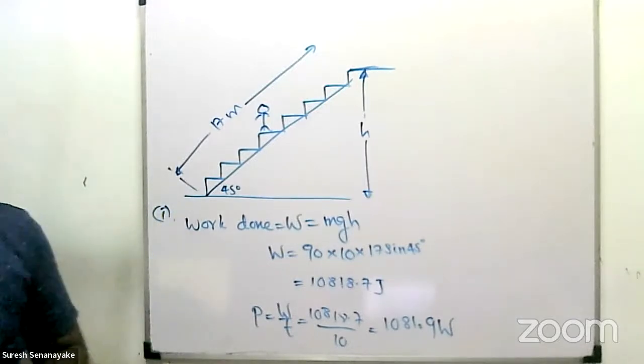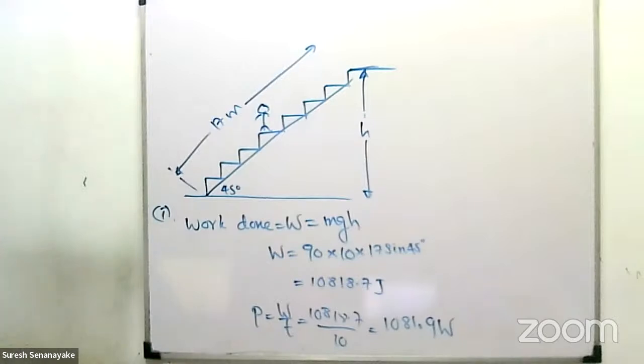The second part of the question asks: suppose the escalator is running, so that the escalator steps move at a speed of 0.6 meters per second. What is then the power developed by the man as seen from the ground reference, if he moves at the same speed relative to the escalator steps as he did when the escalator was not in operation, right?